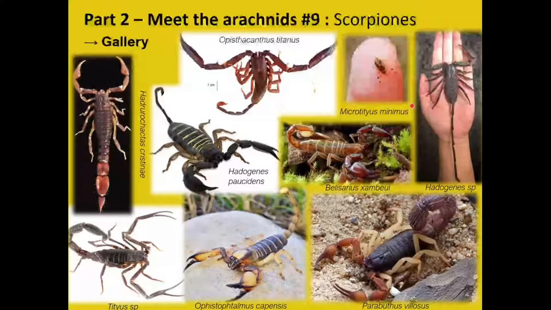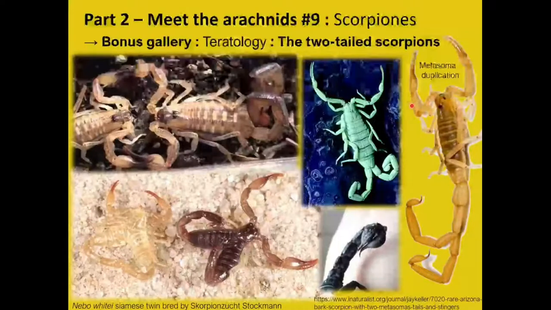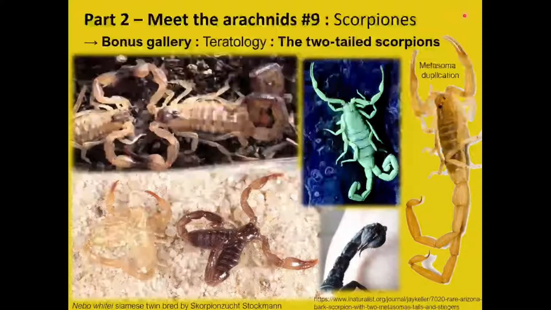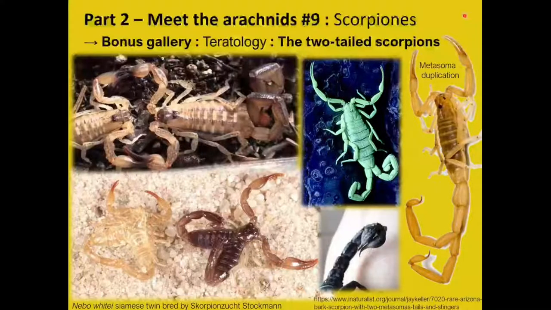And so the vast majority of species are harmless. Now, this is a special slide. Very unique slide. This is about two-tailed scorpions. Since scorpions are more and more common as pets, people have been breeding them a lot. So some discoveries have been made, and there are also some anomalies that have happened in breeding.